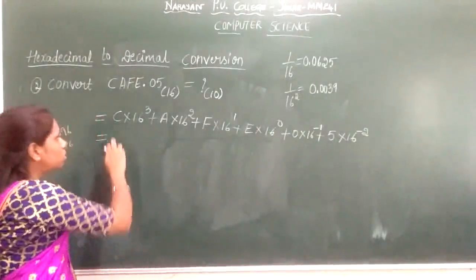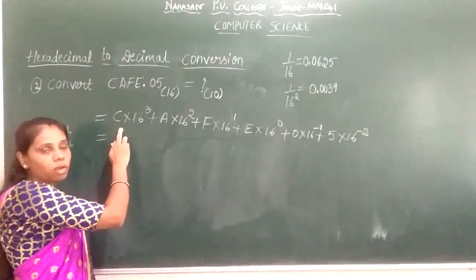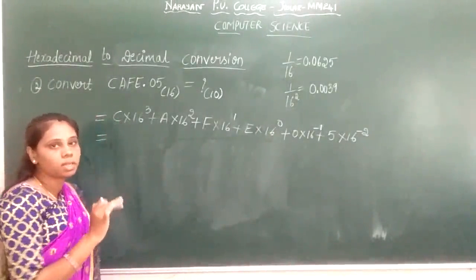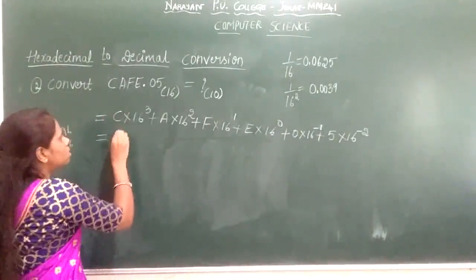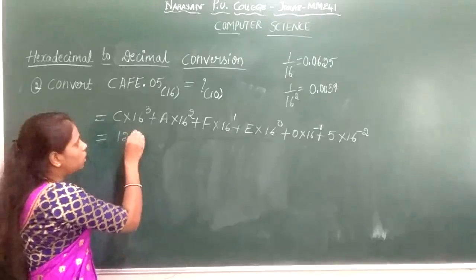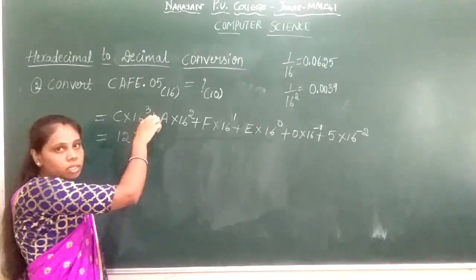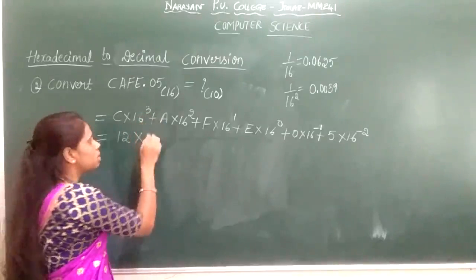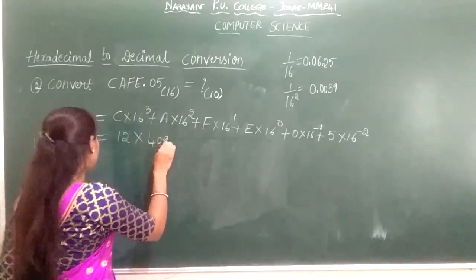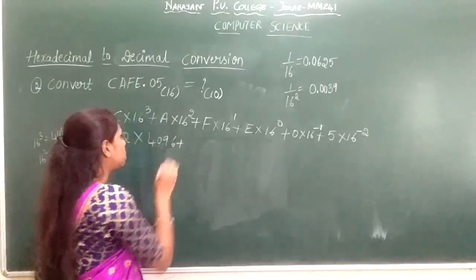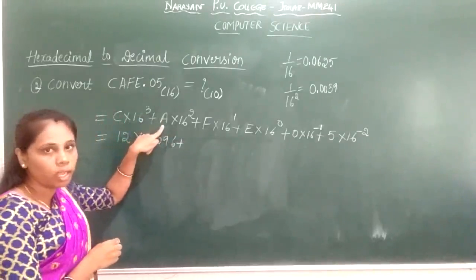Okay. Now the value of C. What is the value of C? A is 10, B is 11, C is 12 into 16 cube. That is 16 into 16 into 16 is 4096 plus what is the value of A?